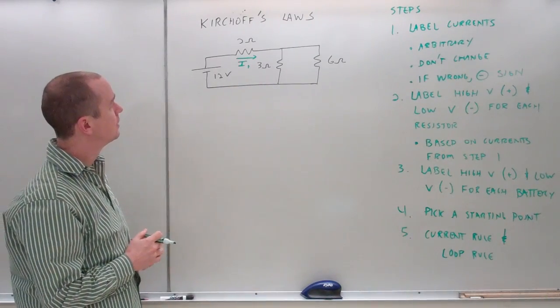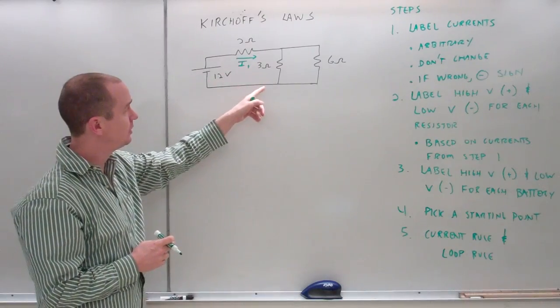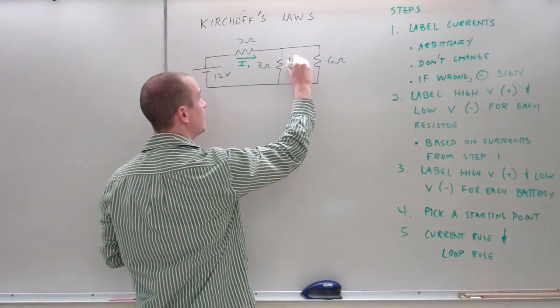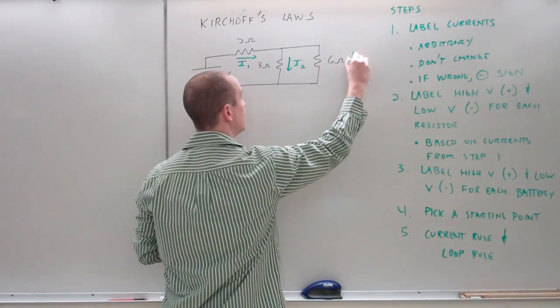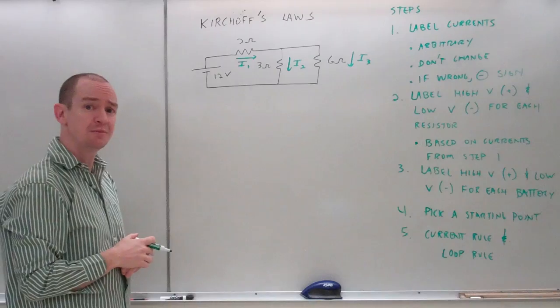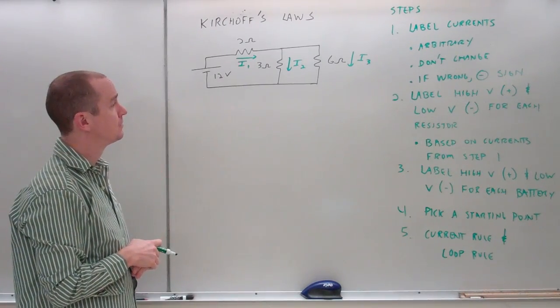I go here, and I see that there are two possibilities. It's going to break out here and here. I'll label these I2 and I3. Once again, I'm guessing at the currents. This is probably a pretty good guess.